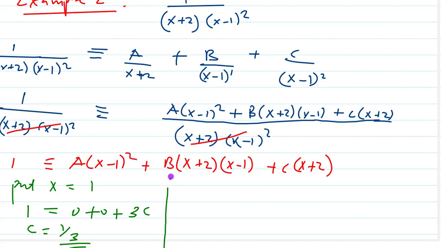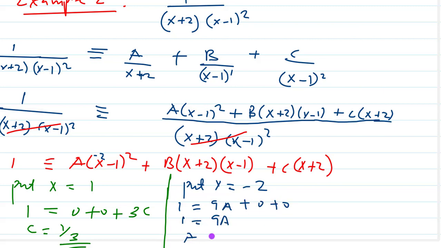Let's choose another value. What other value of x is interesting? Perhaps -2. If I put -2 here, I'll have 1 equals -2 minus 1, that's (-3)^2, which is actually 9. So I have 9A. The rest of it is going to be 0. So 1 = 9A, and A is actually 1/9.